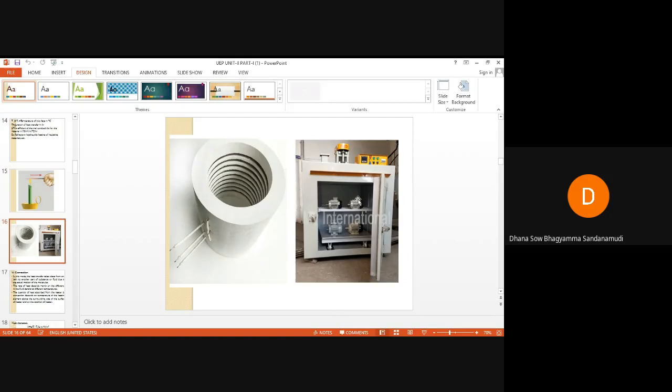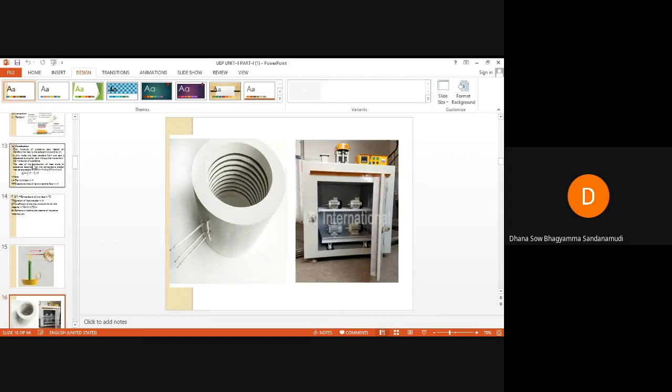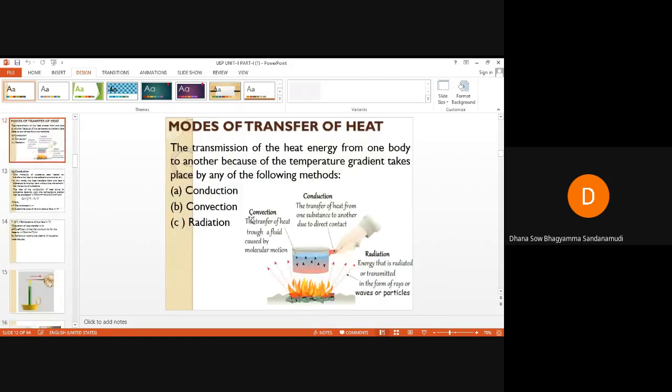Each and every part of the equipment is fully insulated, to avoid the leakage of current whenever it is utilized. So the next one is convection. Let us discuss convection.